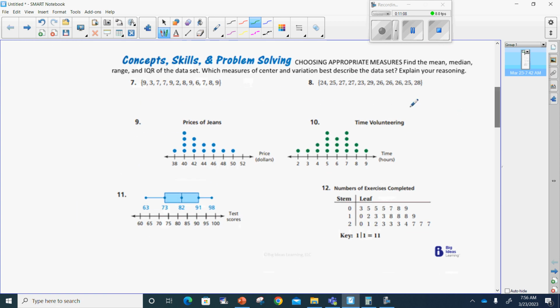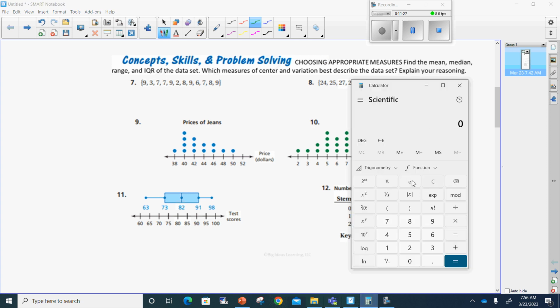All right, let's go to number 7. It says find the mean, median, range, and interquartile range. Which measure of center and variation best describes the data set? So the first thing we have to do, well, actually to find the mean, we're going to add them up and then divide by the number of numbers. So let's do that. I'm going to group these together. I see there's 1, 2, 3, 4, 9s. So I'm going to take 9 times 4.